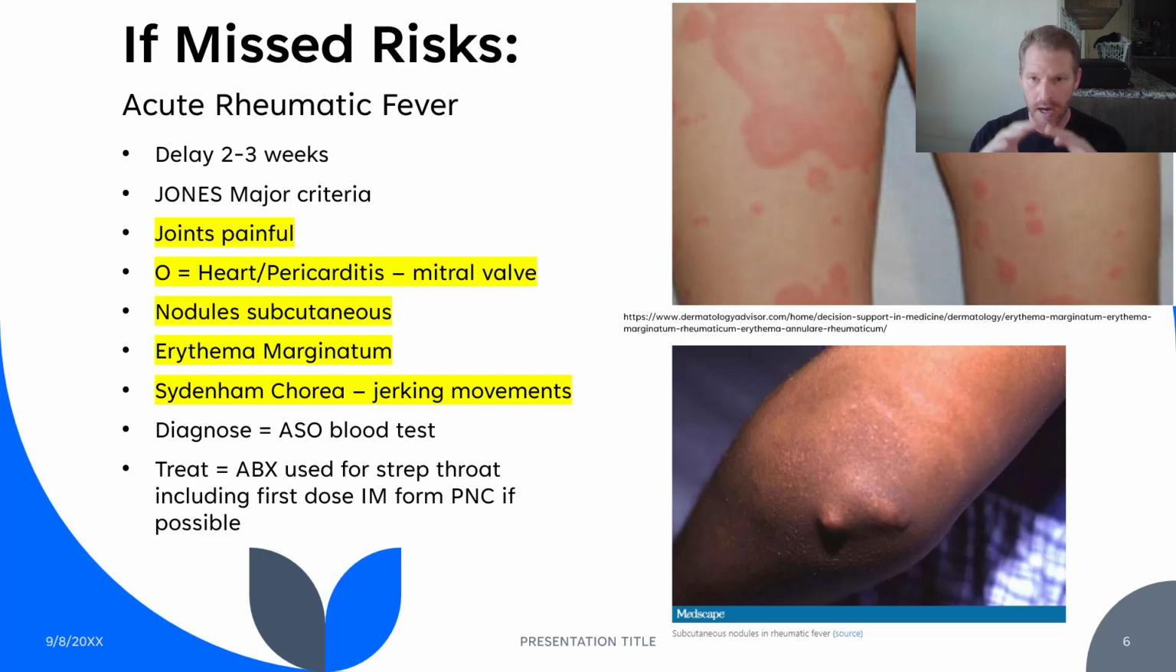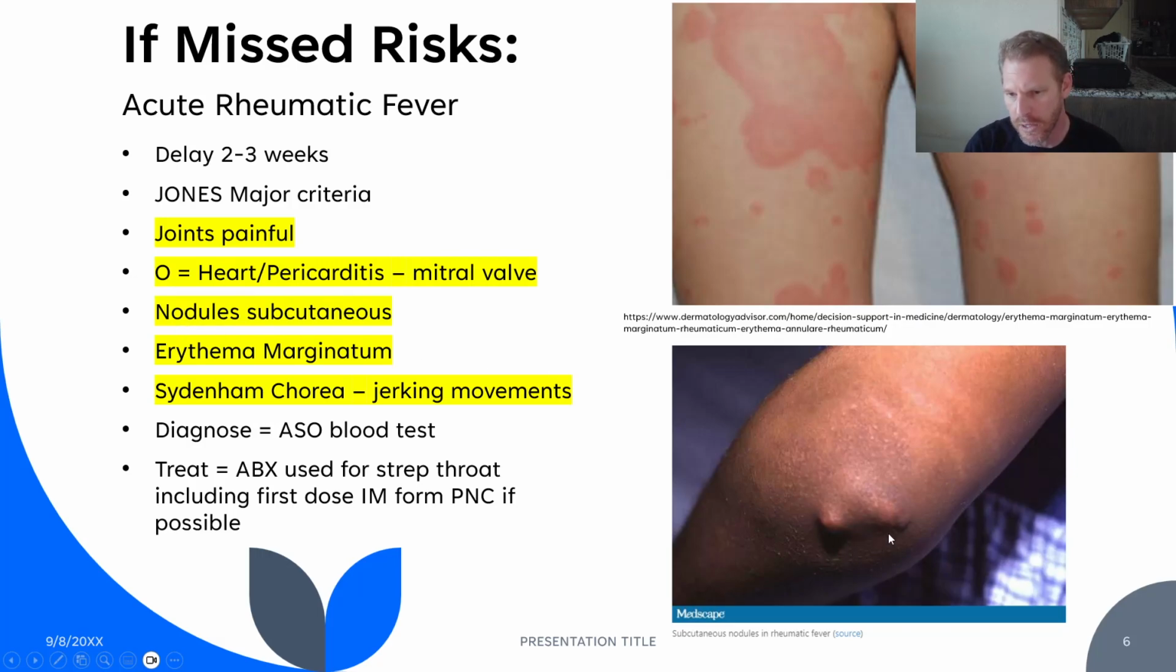The O is kind of like the shape of a heart, and we have to worry about pericarditis and mitral valve injuries. That's diagnosed, obviously, with a stethoscope. If it's severe, you'll hear a murmur, but an echocardiogram gives a better look. There will be some subcutaneous nodules, so the N's for nodules.